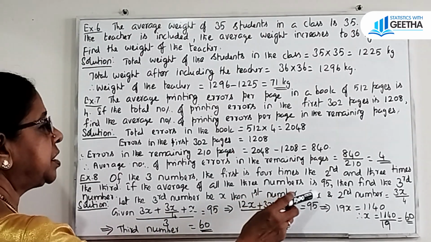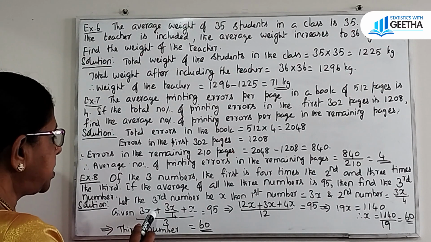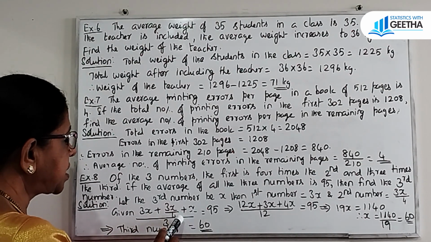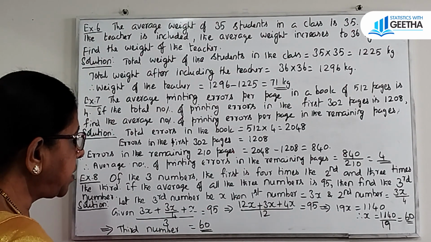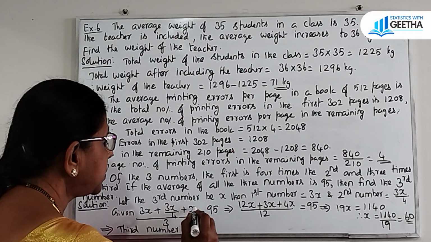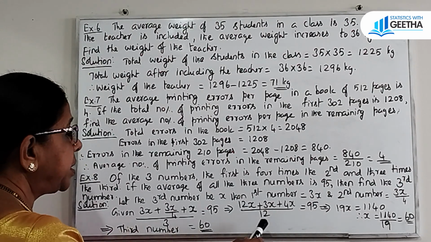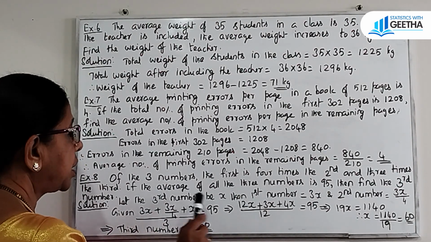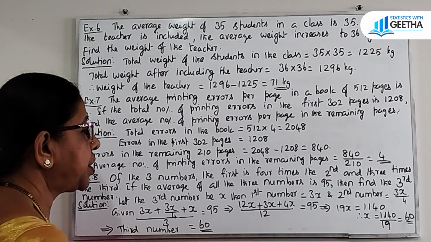Then the first number is 3x and the second number is 3x by 4. So, given (3x plus 3x by 4 plus x) whole divided by 3 equal to 95, because the average is given as 95. That implies, now we take the LCM. So what will happen? Taking 4, we get (12x plus 3x plus 4x) whole divided by 12 equal to 95.